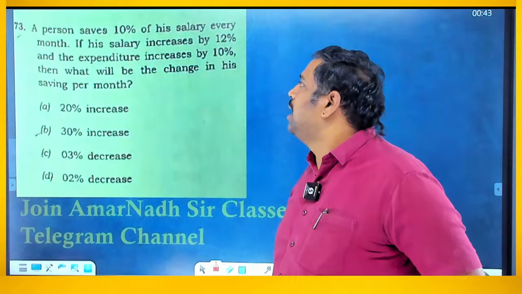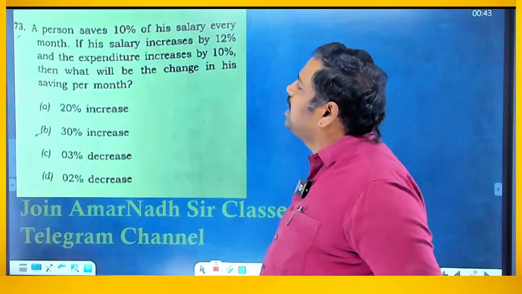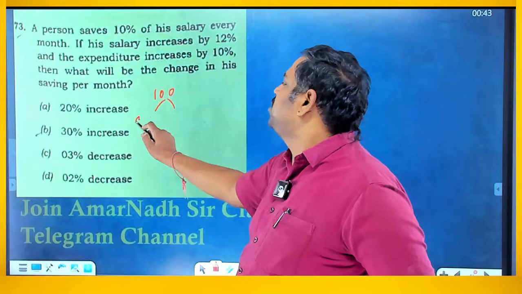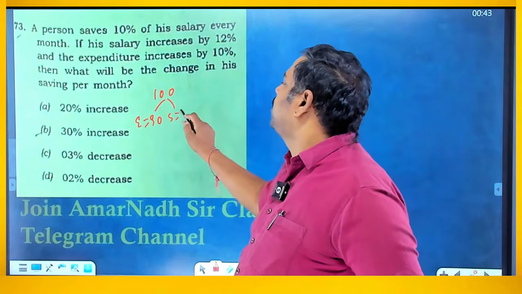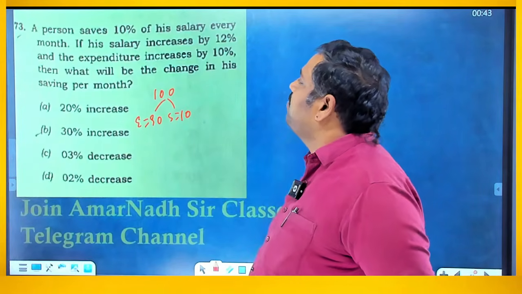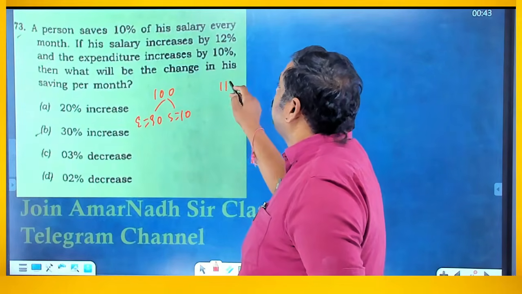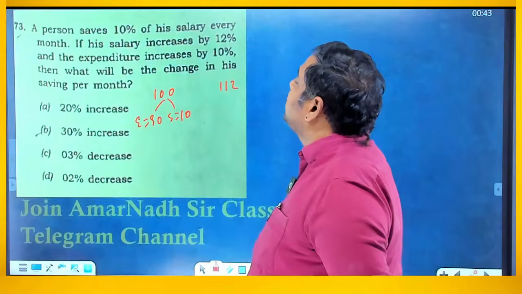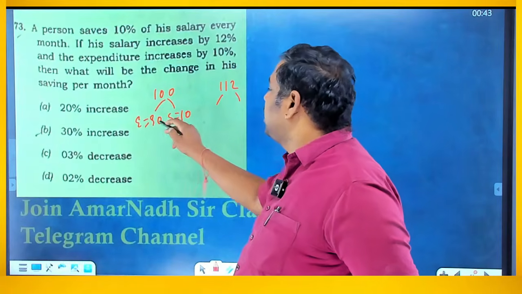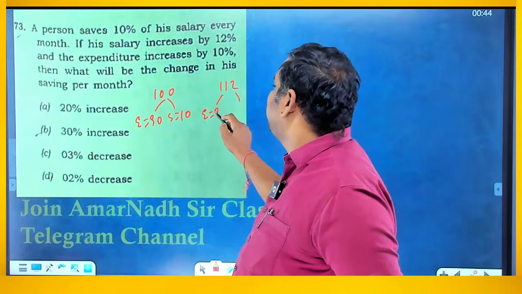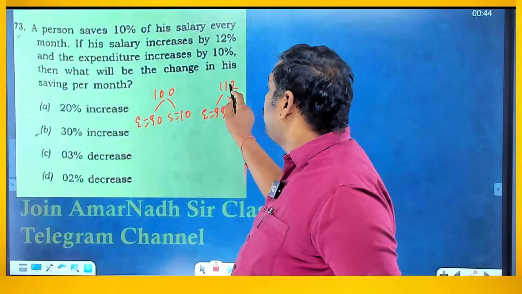A person saves 10% of his salary every month. Means if his salary is 100 rupees, expenditure is 90, and savings is 10 rupees. If his salary increases by 12%, 100 becomes 112. And the expenditure increases by 10%. Expenditure earlier was 90, and 10% is 9. So the expenditure becomes 99. So savings becomes 112 minus 99, right?